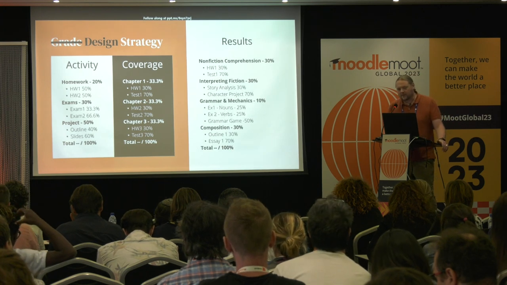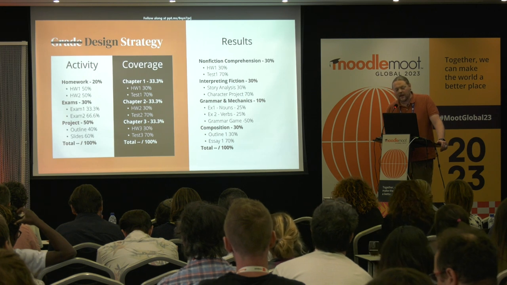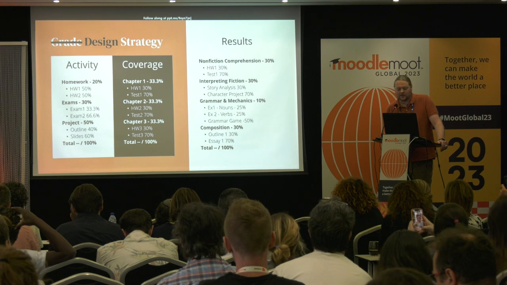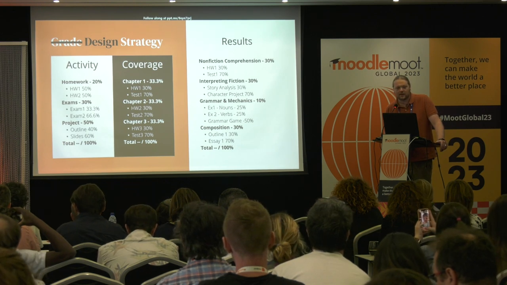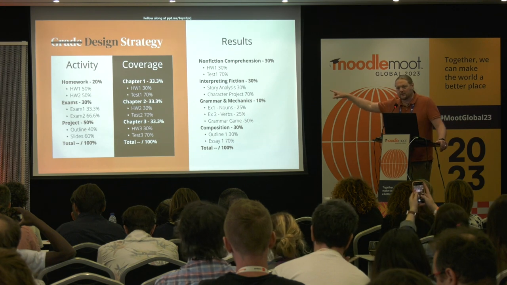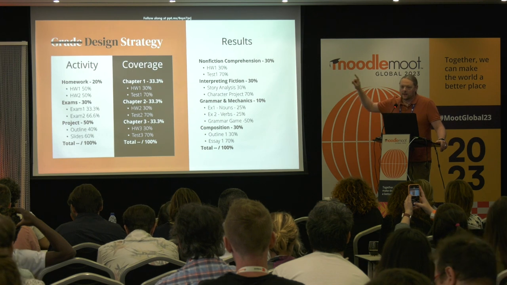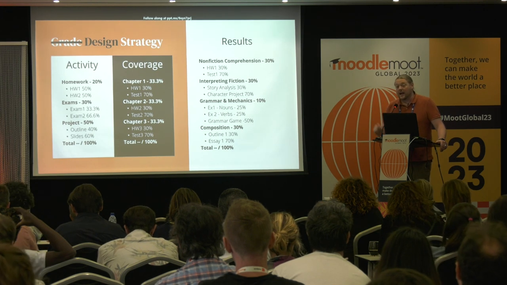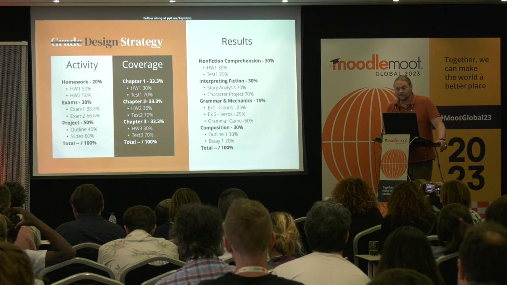What if we had a results oriented gradebook? What would that look like? We would have a category for nonfiction comprehension, a category for interpreting fiction, a category for grammar and mechanics, a category for composition. This tells the students what it is they're supposed to be learning by looking at the gradebook. And moreover, it reinforces it every time they look at the gradebook.